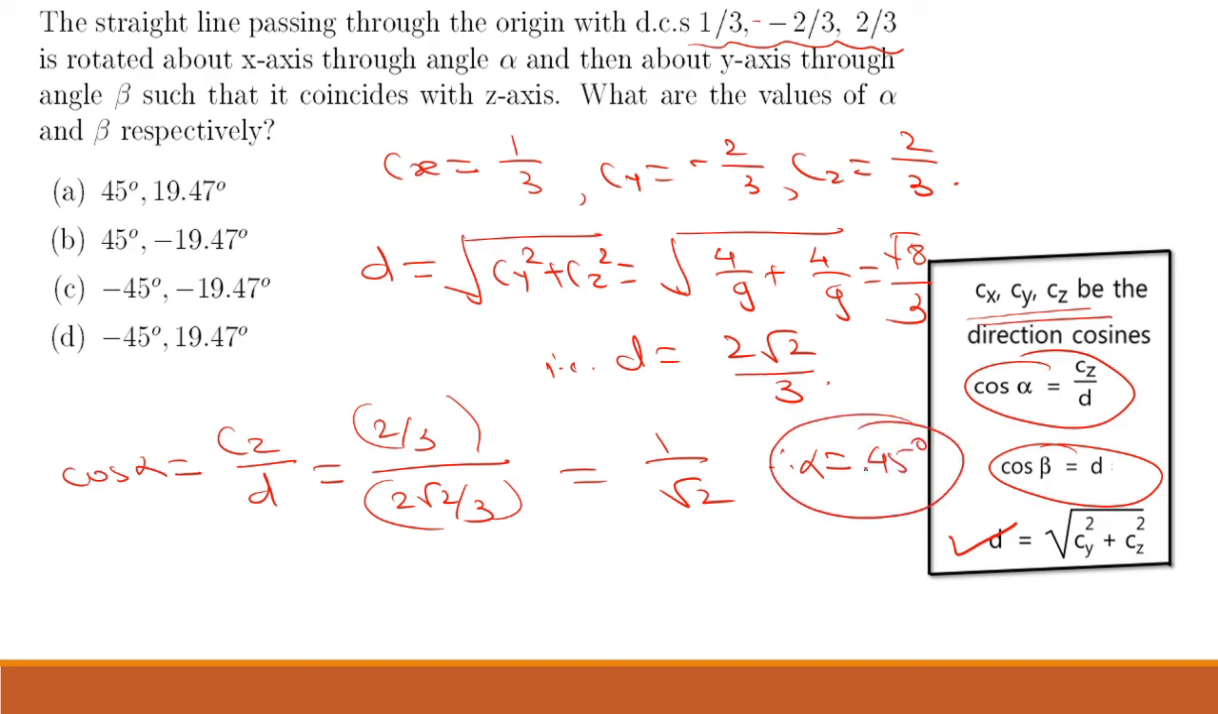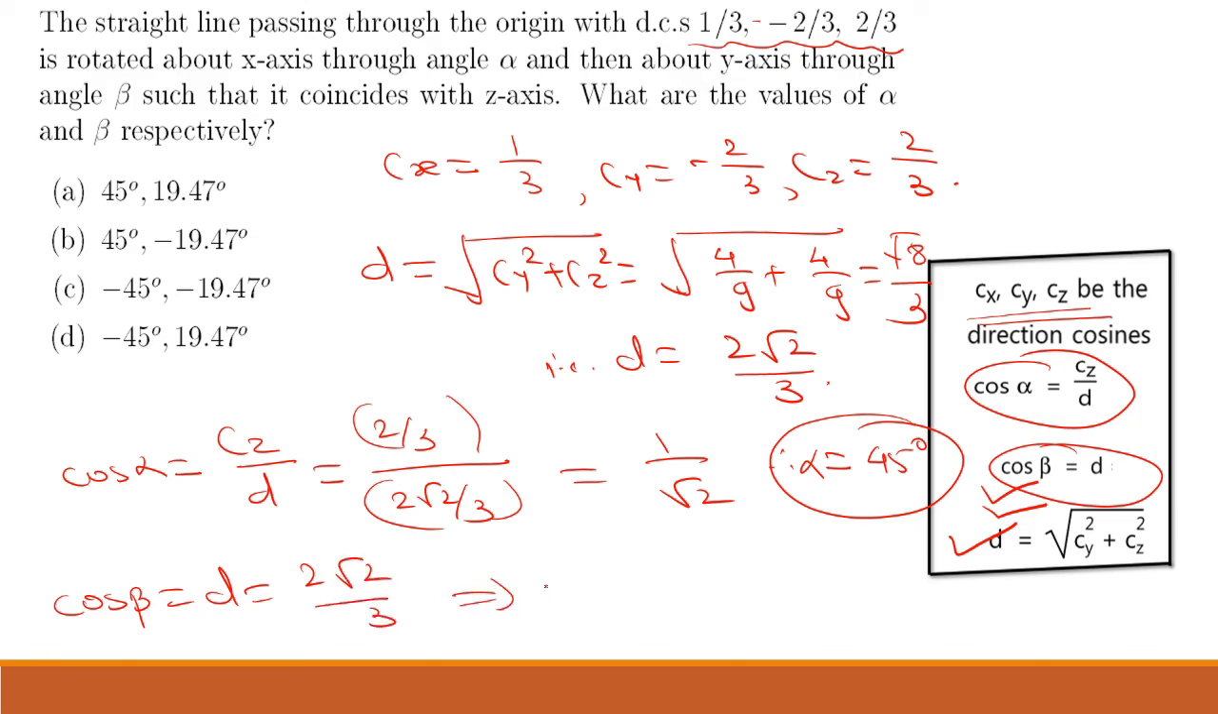You can find out the cos inverse of 1 by root 2, so that will be the 45 degree. So alpha we have got. Now cos beta is equal to d, so from this formula, what is cos beta? d. Now what is the d? d is nothing but 2 root 2 by 3.